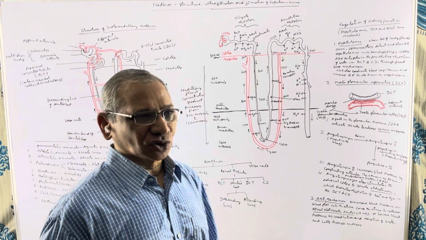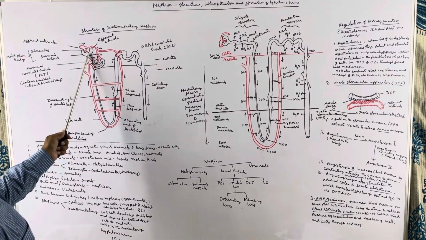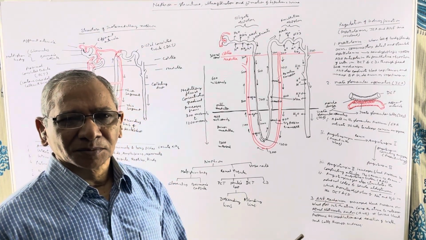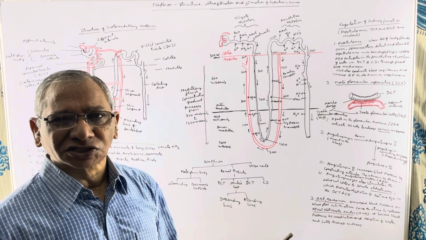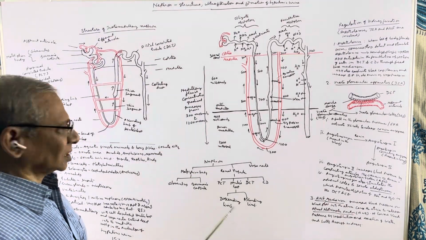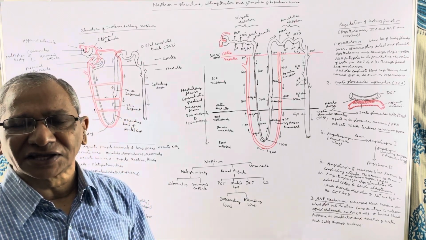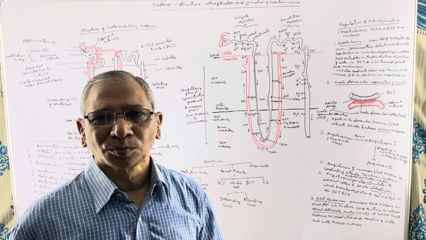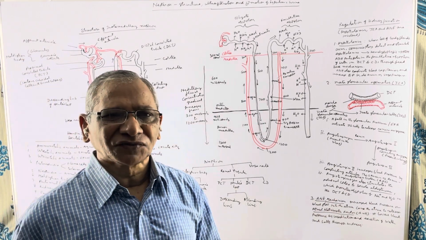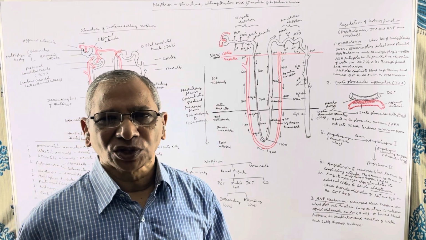Then, ultrafiltration. I will have told you, due to high hydrostatic pressure, ultrafiltration takes place in the glomerulus and the blood plasma with almost all its constituents except the proteins is filtered, and that filtrate is called glomerular filtrate. So glomerular filtrate is nothing but blood plasma minus proteins. So the glomerular filtrate contains many of the useful substances like glucose, amino acids, and also waste products like urea, uric acid, etc.